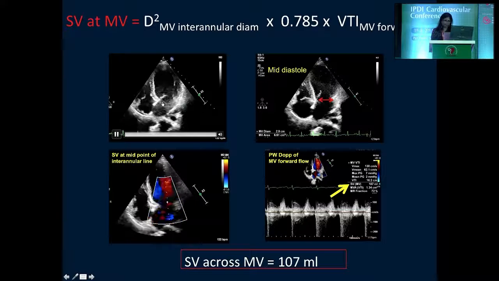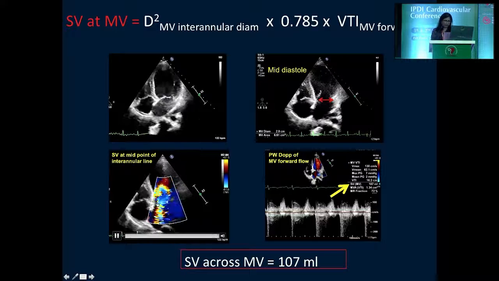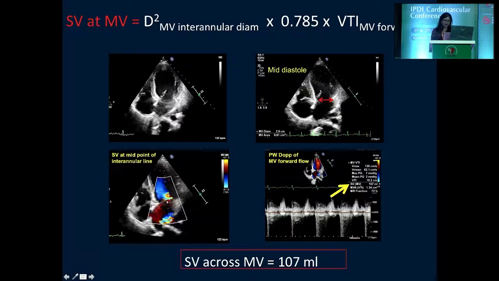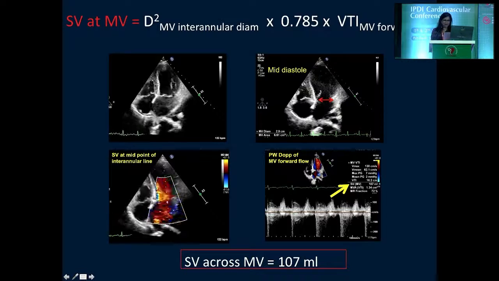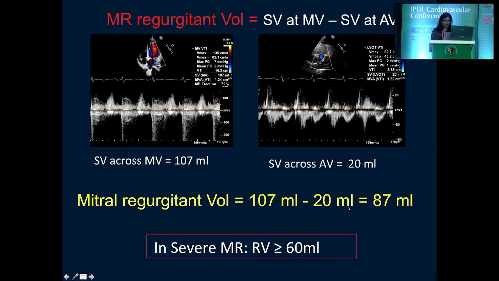For that, we go to the 4 chamber view, freeze it in mid-diastole, measure the interannular line, then put the color flow, get the cursor, put the sample volume at the midpoint of the interannular line instead of at the tip of the mitral valve leaflets, which we do during diastolic dysfunction assessment, and then get the VTI. As you do so, you get the stroke volume across the mitral valve. So now just the difference of these two values is the mitral regurgitant volume. So this is a very, very important hemodynamic assessment.